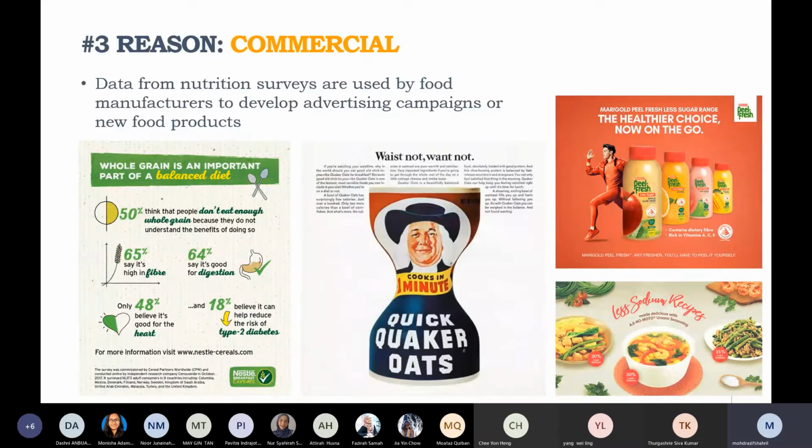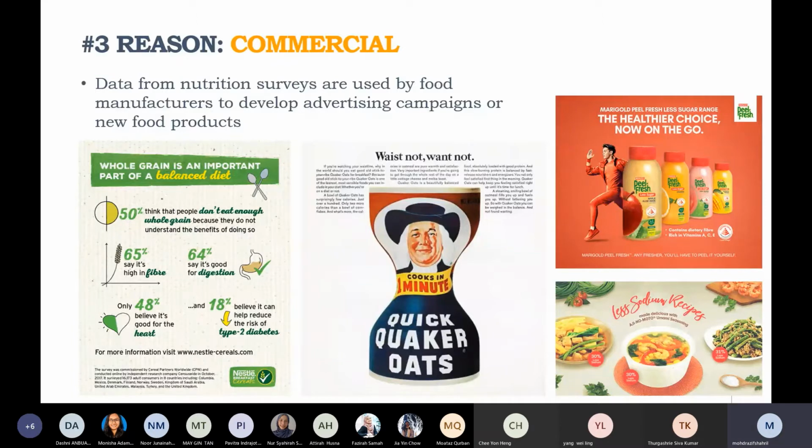And sometimes advertising campaigns are used to develop new products. Example like Marigold Peel Fresh. They produce things that can be used on the go. They produce their products in bottles so that people can consume on the go, because they know that the consumption of fruits and vegetables is quite low among the population. And finally, we have Ajinomoto, if I'm not mistaken.